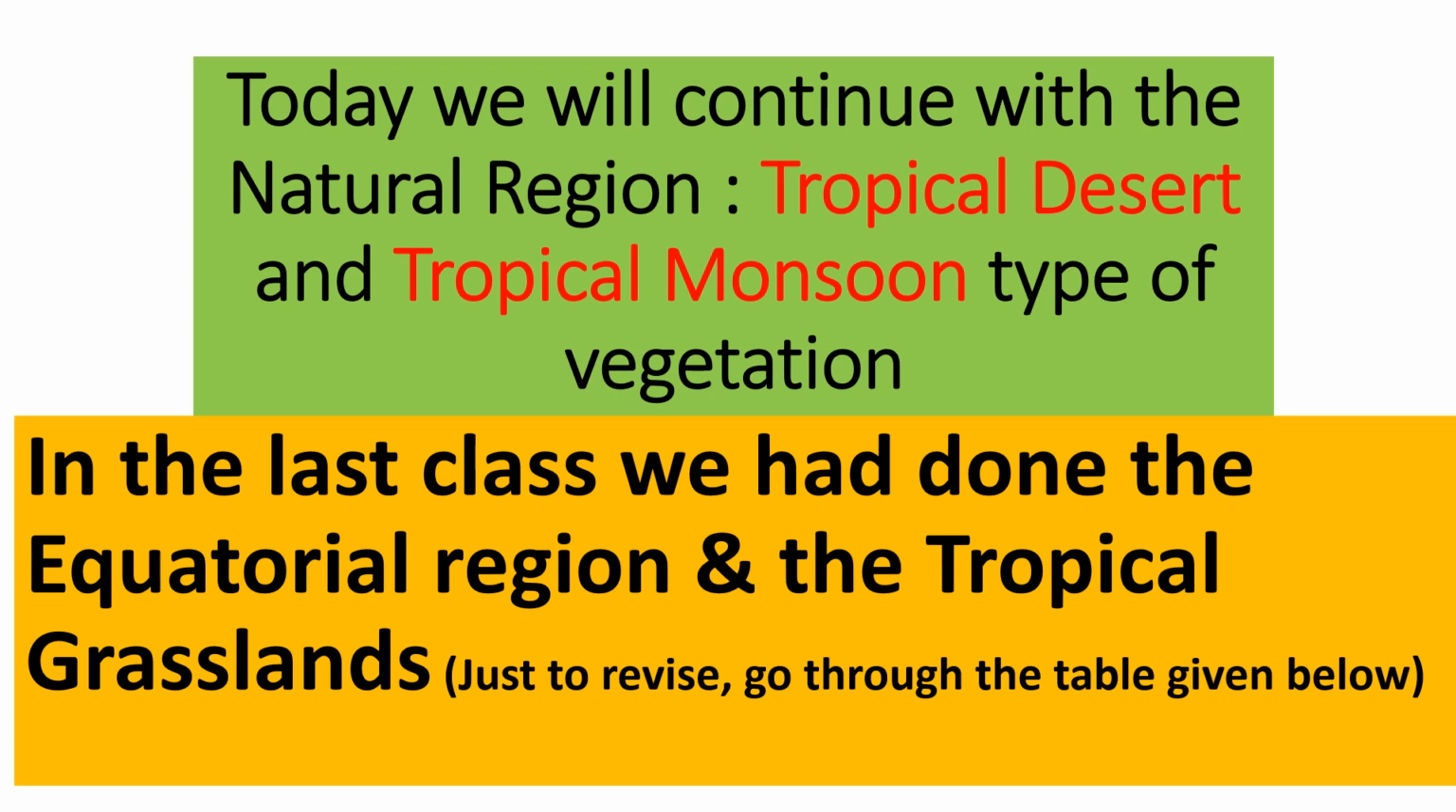Today we will continue with the same topic as the last, natural regions of the world. We have already discussed the equatorial region and tropical grasslands in the previous class. Today we will be discussing the tropical desert and the tropical monsoon type of vegetation. Just to revise, just go through the tables given below.